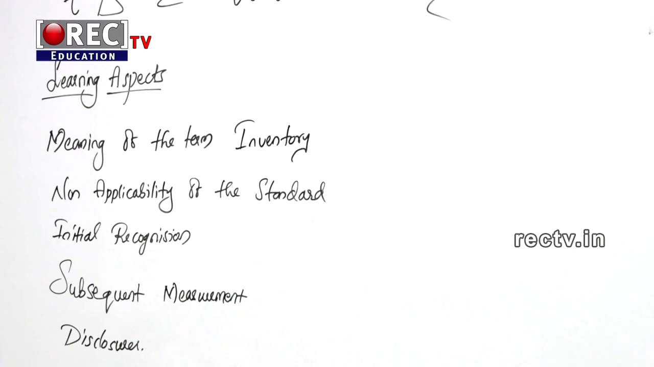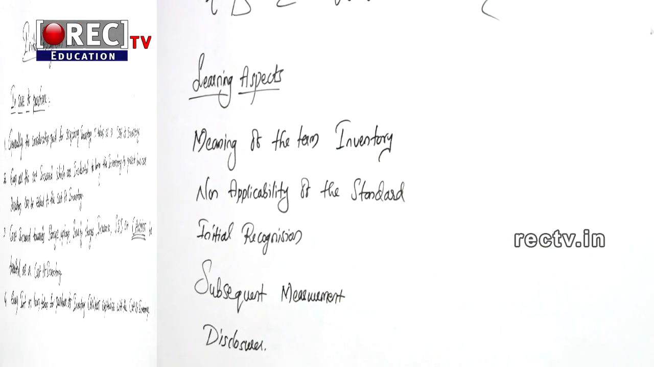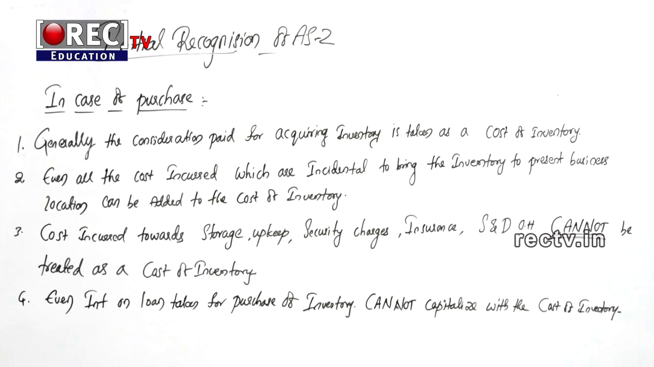Let us look at a small note on initial recognition. Now, initial recognition of AS 2. In case of purchase, generally the consideration paid for acquiring inventory is taken as a cost of inventory. Even all the costs incurred which are incidental to bringing the inventory to its present business location can be added to the cost of inventory. Examples of such costs are inward transportation, inward insurance, loading and unloading, etc.